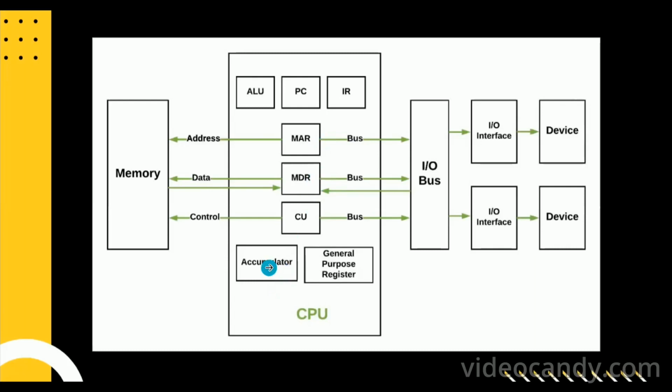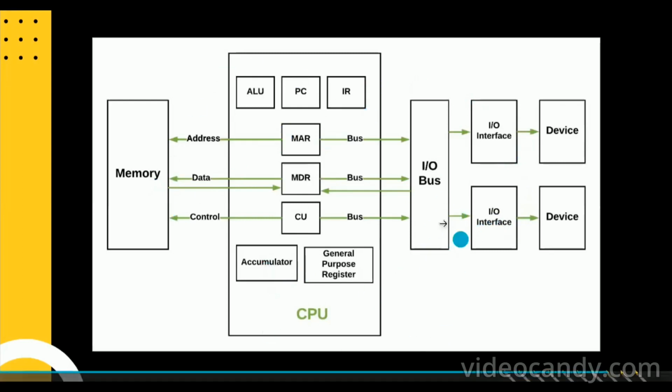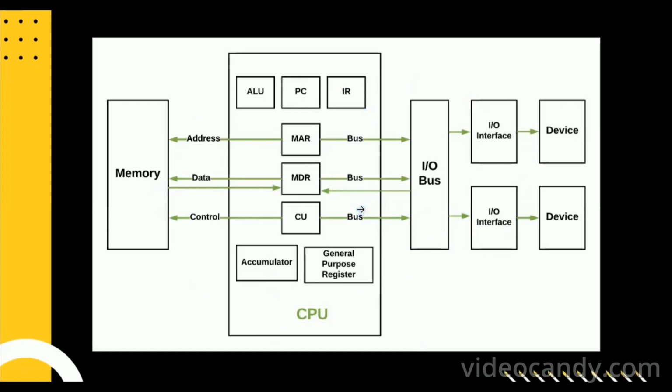Next is the accumulator. It stores data. Also there are the input-output interfaces to the devices. That is the connection between memory, input-output bus, and CPU. That interconnection is due to the buses, such as the address bus, data bus, and control bus. So that's all about the CPU and the interconnections of memory, CPU, and IO buses.